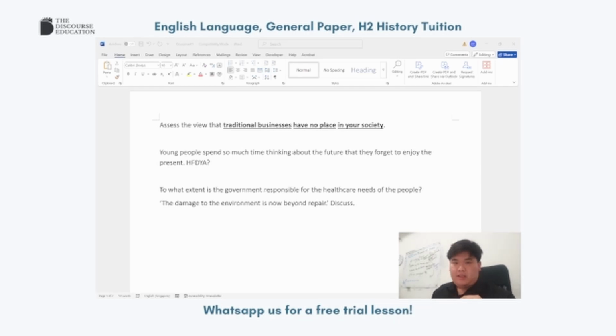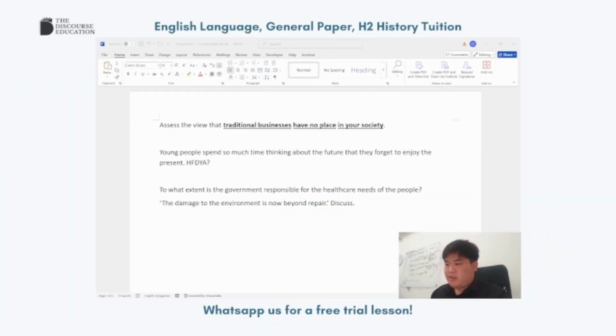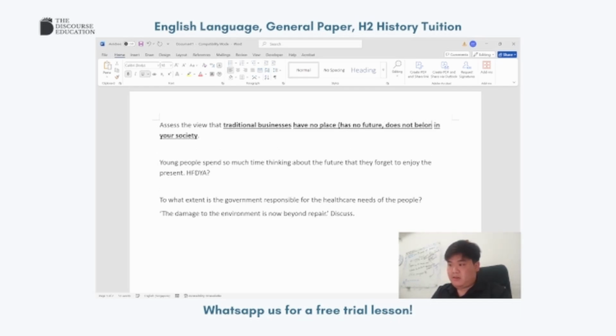And of course, if you are taking General Paper at the A levels or English at the O levels, you'll want to discuss more of Singapore issues, right? So those are the two main key terms. And for the assertion key terms, we want to define them using the dictionary meanings of those words. So what do I mean by that? If we go back to that question again, assess the view that traditional businesses have no place in our society, we kind of just did it, right? It means it has no future, right? It does not belong, etc.